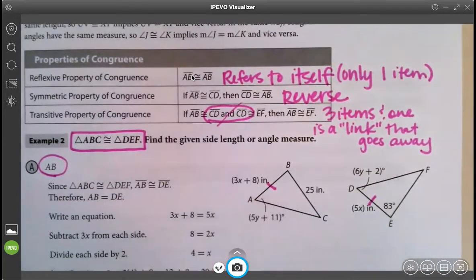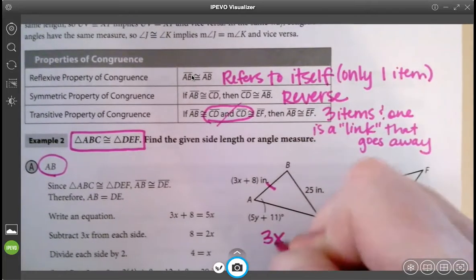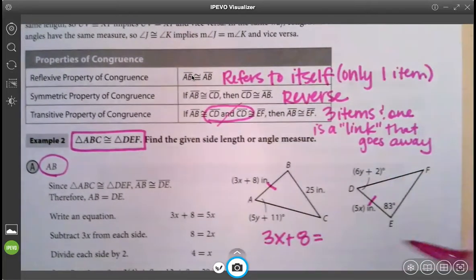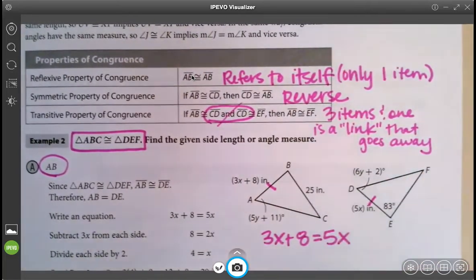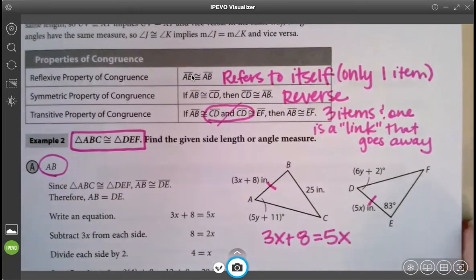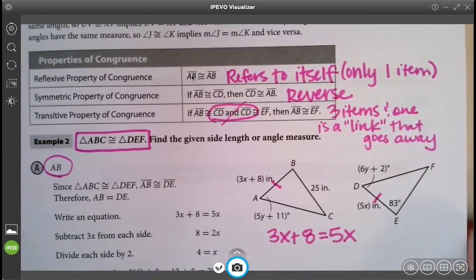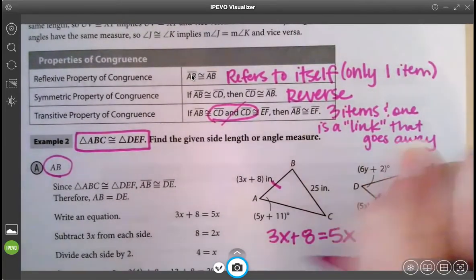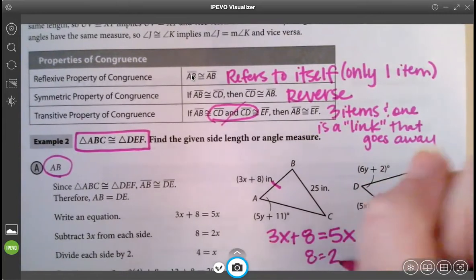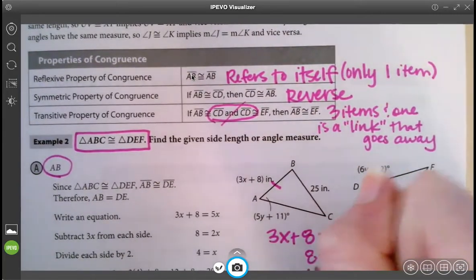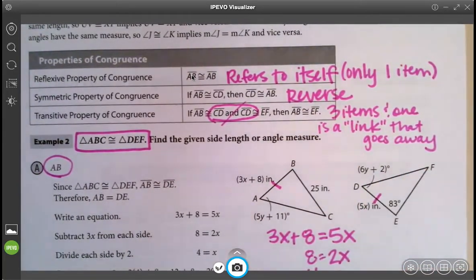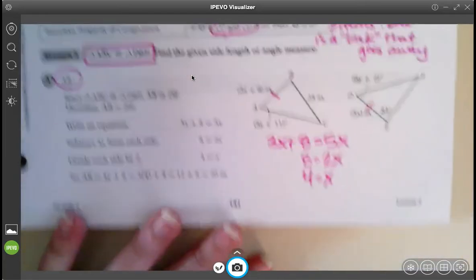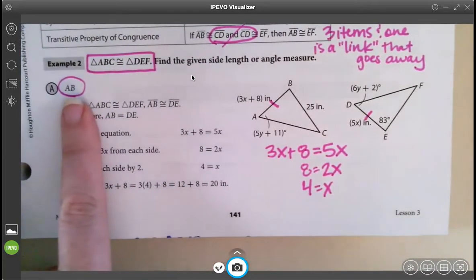Yes, ma'am, equal to each other. So 3x plus 8 equals 5x. So 3x plus 8 equals 5x, and then we can solve. We subtract 3x from both sides, and then we divide by 2. X is 4, but we're not solving for x, we're solving for AB.